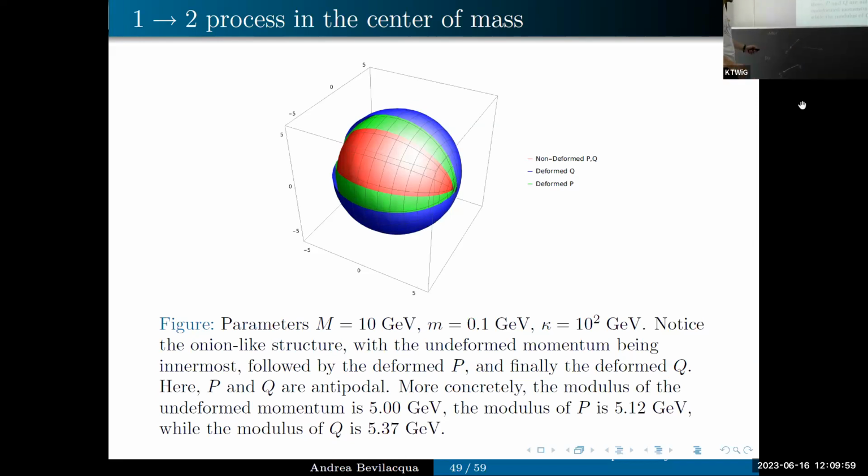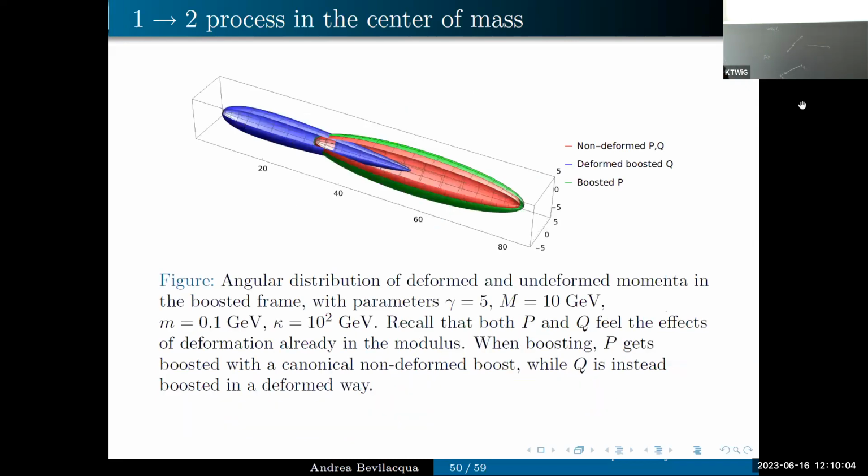Now, whenever you boost, it becomes an ellipse, in the standard case. Yes, exactly. In the standard case it is this red stuff over here. Now, P was deformed here, but we're boosting with a canonical boost, so it's still an ellipse, just a bit larger, like it was before. But Q, we are boosting with a deformed boost, so it's not just a larger ellipse. It's this strange ellipse, which is pointier here, fatter here, and a bit behind the others. Kind of the blue.